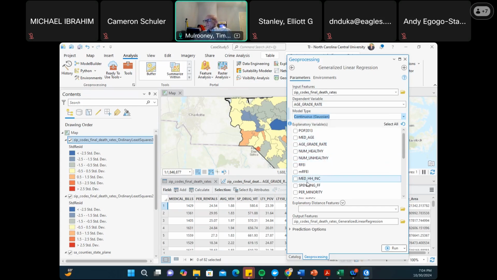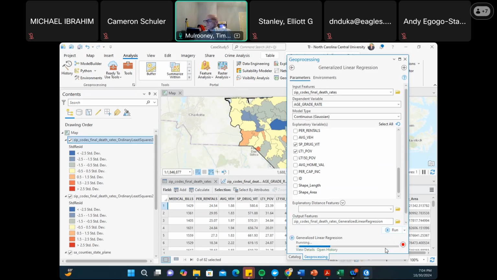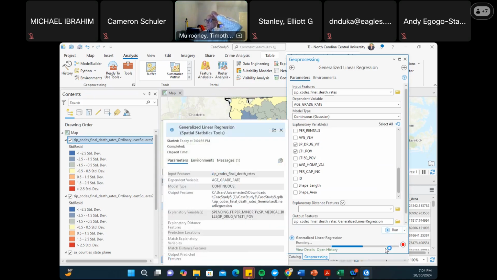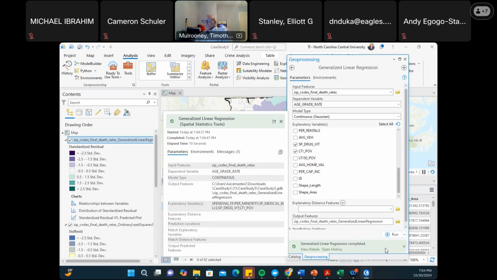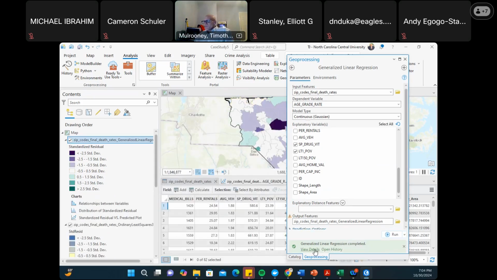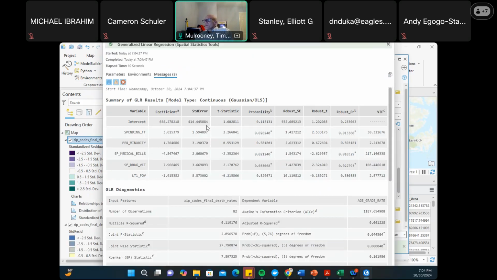Let's just look at the spending on fast food, percent minority, poverty rates, spending on drugs and vitamins, and spending on medical bills. Just for the heck of it, let's just run it because I want to go through the exercise here. I just want to see this output. I haven't used this tool because this looks like it uses nonlinear equations as well.